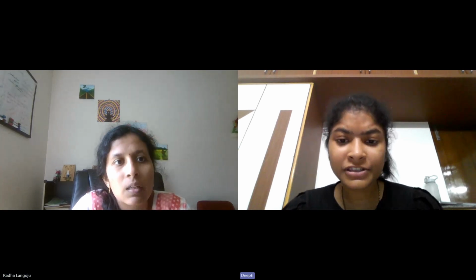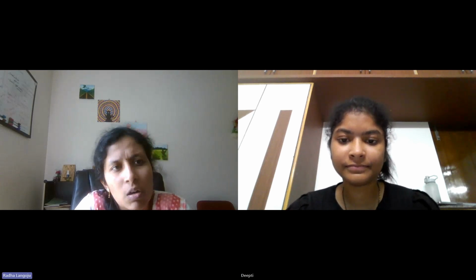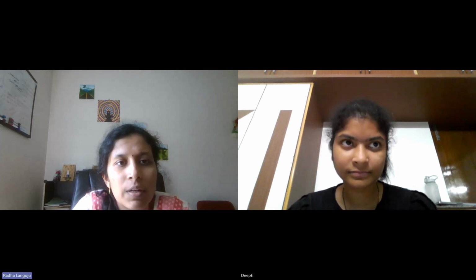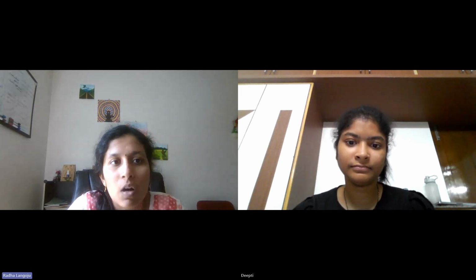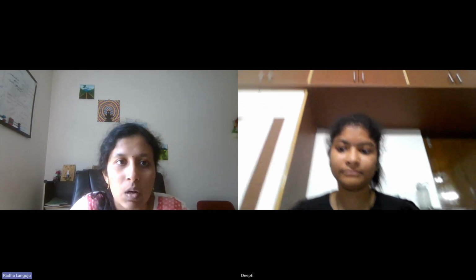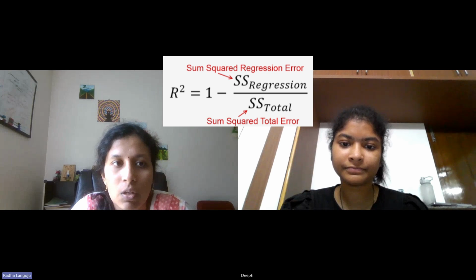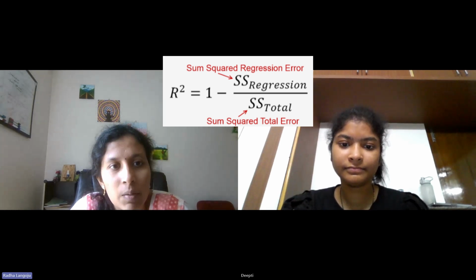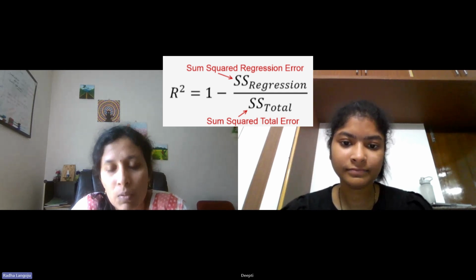Great. What is the coefficient of determination? The coefficient of determination is also called R squared. It is a metric used for evaluating the performance of a regression model. This metric helps us compare a model with a constant baseline and tells us how much better our model is than the baseline model. What is the baseline? The baseline is the constant line passing through the mean of all the actual values. Its formula is 1 minus the mean squared error of the model divided by the mean squared error of the baseline.